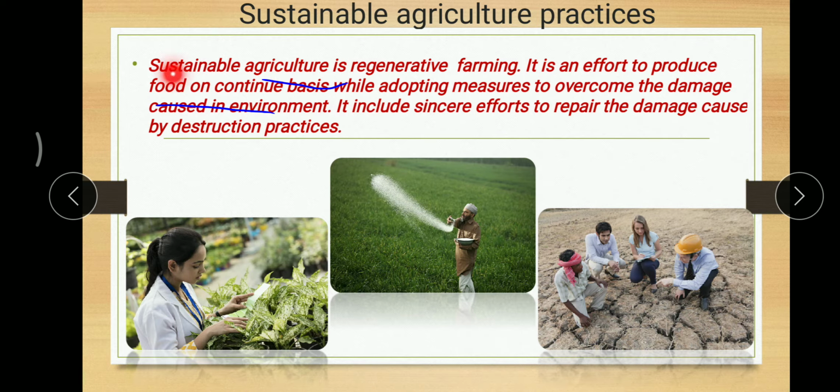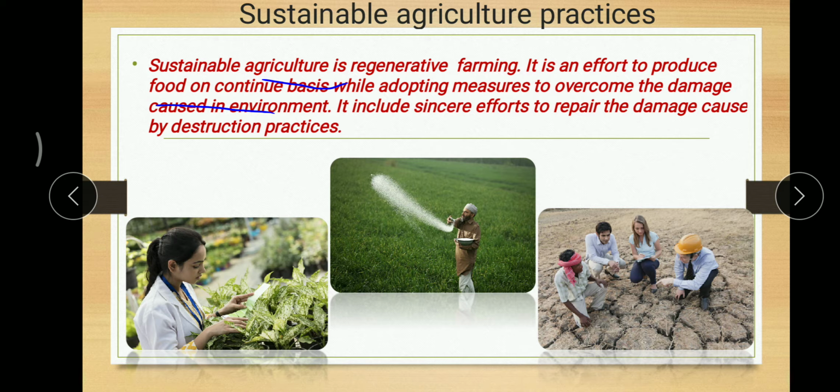So sustainable agriculture is for producing food on a continued basis, while adopting measures to overcome the damage caused to the environment, the damage by the genetically modified crops and the damage by the chemicals. So measures should be taken to overcome this damage, and sincere efforts to repair the damage caused by the destructive practices are involved in sustainable agriculture practices.